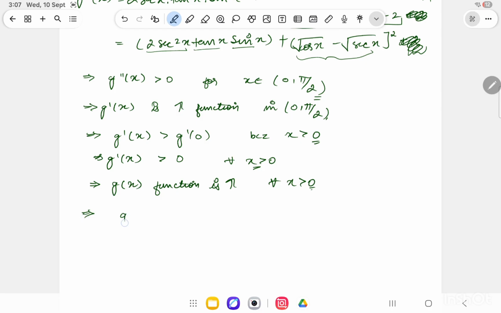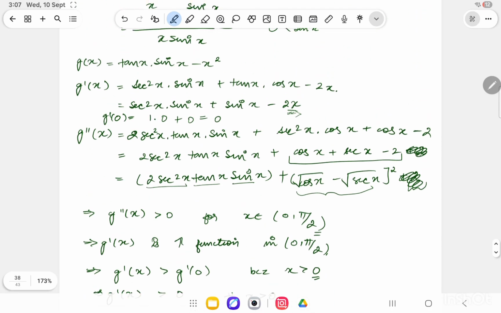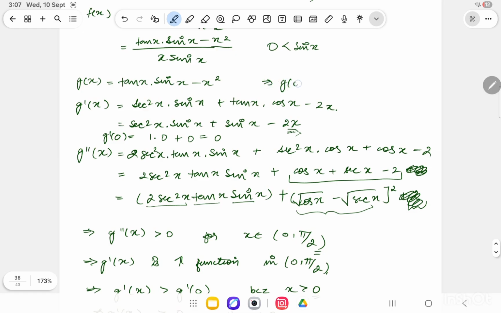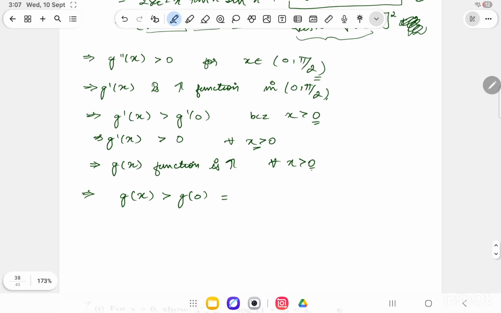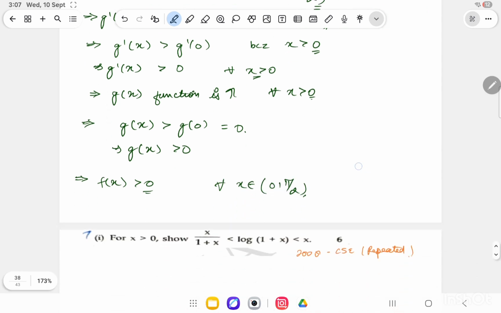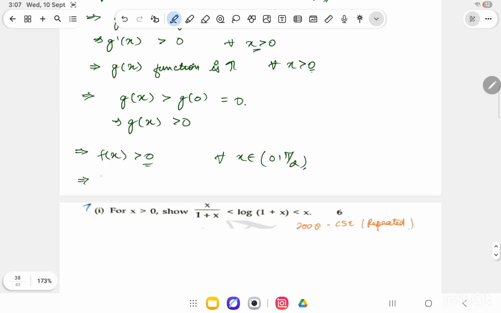So if g(x) is increasing function, g of x must be greater than g of 0, and my g of 0 is basically from here 0. So my g of x is greater than 0. So using this I can say that my f of x is greater than 0 for all x in open interval 0, pi by 2. So using this I can conclude that tan x by x is greater than x by sin x for all x belonging to open interval 0, pi by 2.